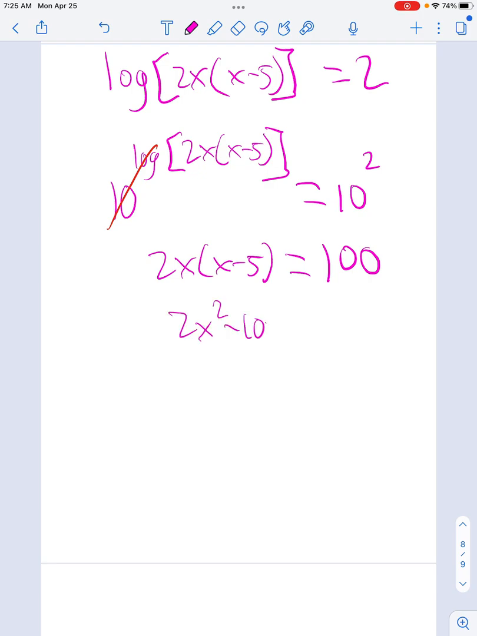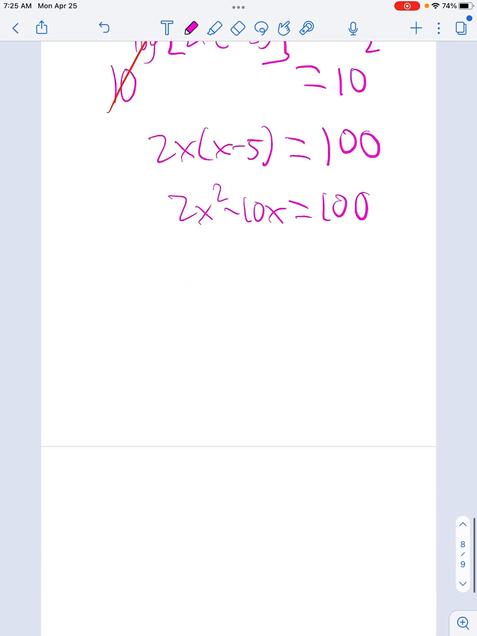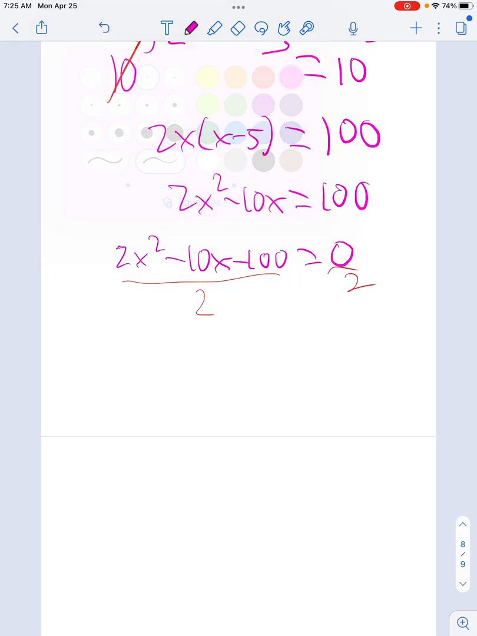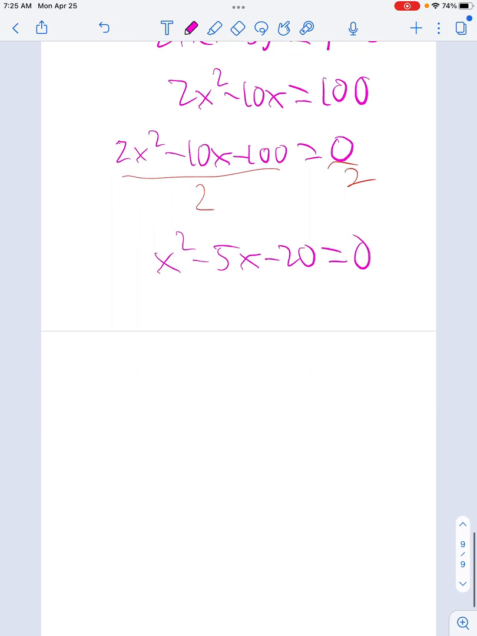2x squared minus 10x equals 100. Subtract 100, we get 2x squared minus 10x minus 100 equals 0. I would suggest dividing or factoring out, I guess if we just divide each side by 2. So again, I'm going to divide by 2 and divide by 2. So I'm left with x squared minus 5x minus 50. Anything divided by 0 is still 0.